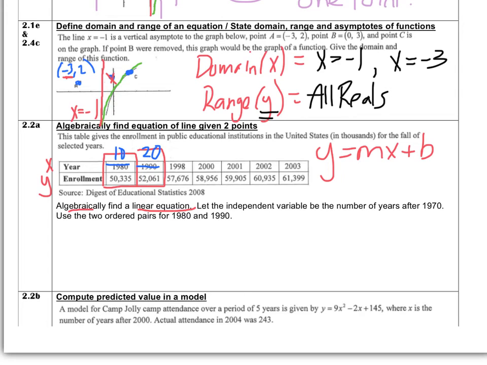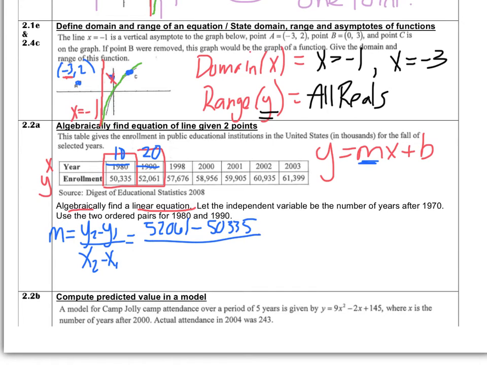And we're going to go ahead and find the equation of the line. First thing we're going to do is find the slope. Remember, slope calculation is rise over run, or change in your y's over your change in your x's. So let's go ahead and do 52,061 minus 50,335. Then I'm going to divide by 20 minus 10. That'll give you 1,726 over 10, which gives us a slope of 172.6.